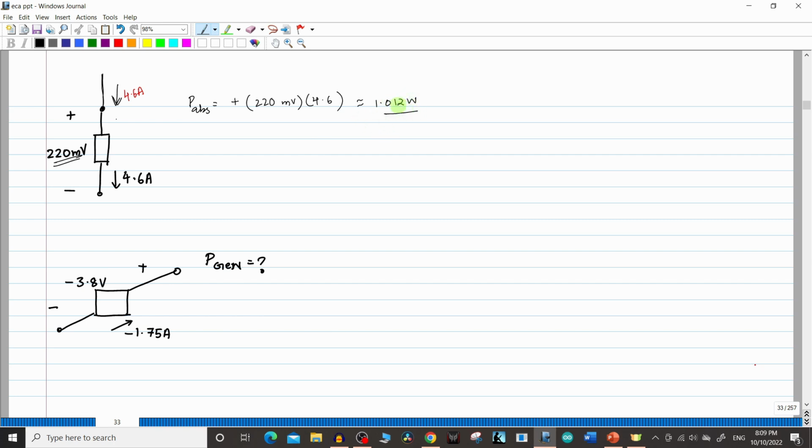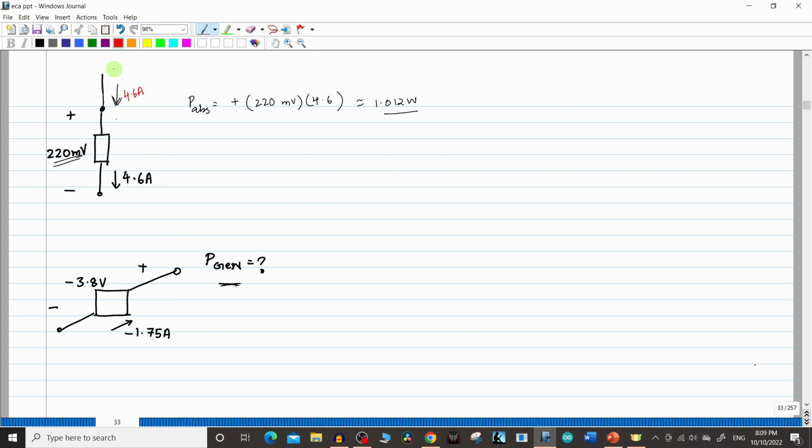Okay. If you want, you can calculate in milliwatts also. So you know that 1000 milliwatts will be equal to 1 watt. So all those things are exactly the same. Now they have asked specifically what is power generated in this case. Okay, what is power generated?